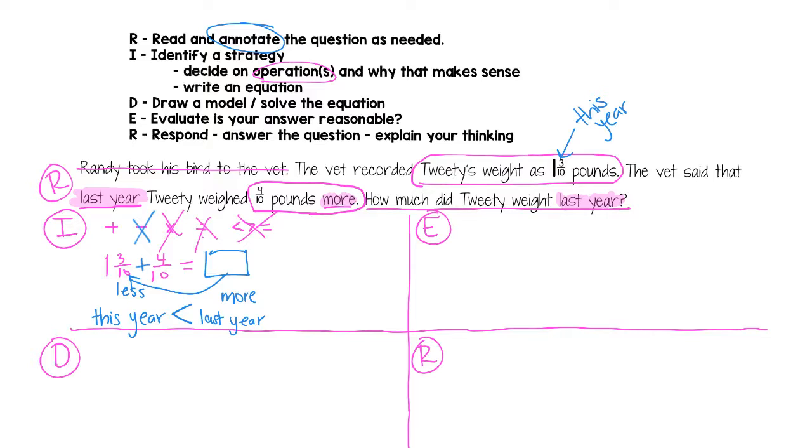You're going to take this equation and you're going to write it in the D box because we are going to draw a model and solve the equation. Your answer needs to be here. And then you can use a model. Again, if you're using number bonds, that's totally okay. If you're using a number line or a bar model, that's also great. Pause the video if you need more time.